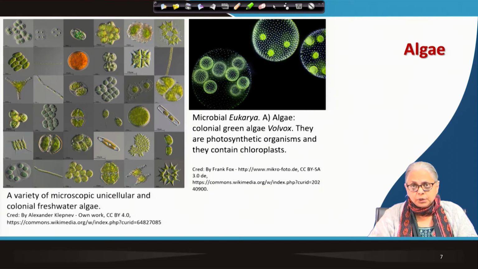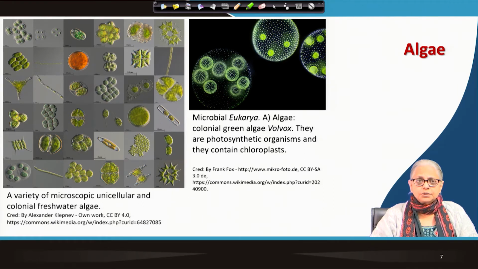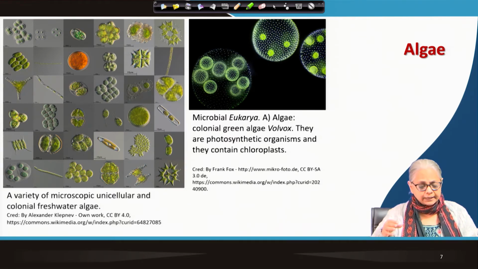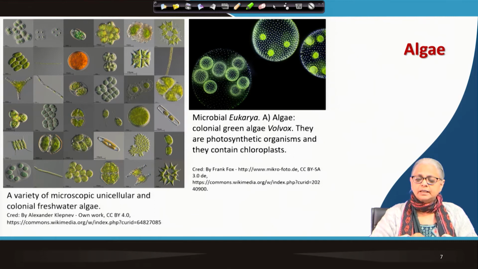Algae are everywhere around you as well. In any aquatic medium, especially surface water bodies, whether they are small ponds or large reservoirs, you are likely to find algal cells, and they come in two categories. You can have unicellular forms, which are called microalgae, and you have colonial algae as well. You can see several examples here, from Wikipedia, of both unicellular algae as well as multicellular algal cells.